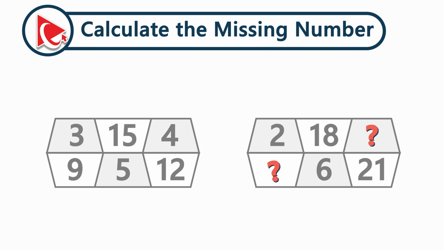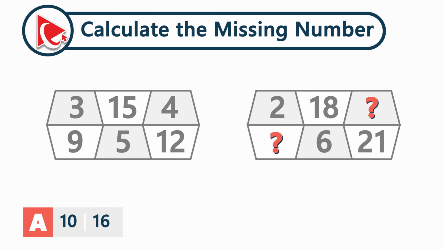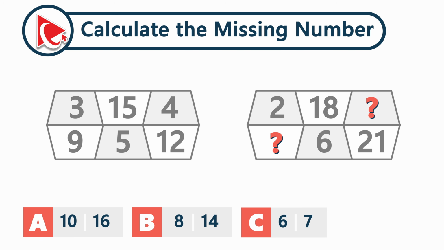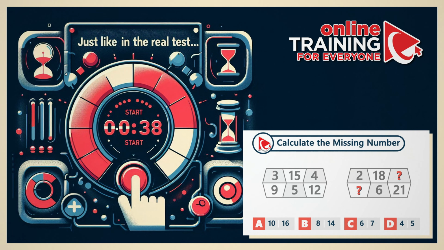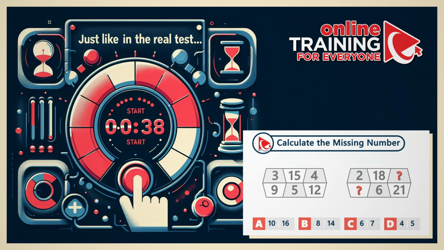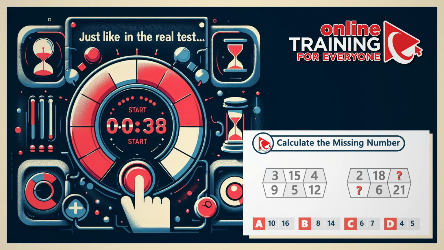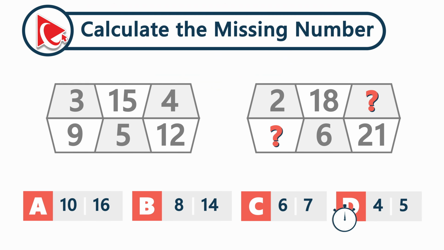to calculate and select your answers out of 4 possible choices: A, 10 and 16, B, 8 and 14, C, 6 and 7, and D, 4 and 5. Remember, we're here to build your skills, and first you need to tackle this challenge on your own. Just like in the real test, I'll start the timer. Be sure to lock in your answer before timer's up. And once you're done, we'll break down the solution step by step together. Let's dive in.